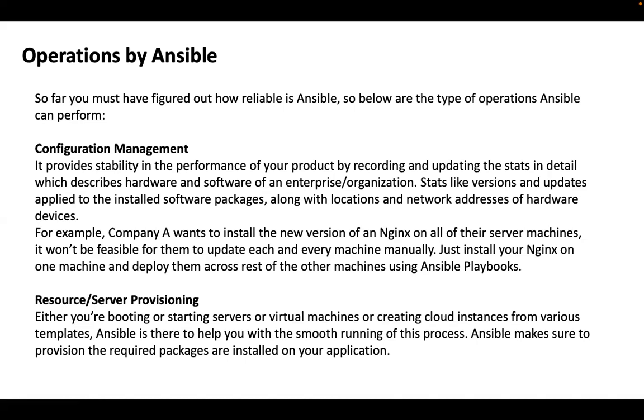Then there is resource and server provisioning, along with configuration management. Server provisioning means we can write code to create servers for us, do the infrastructure for us, and create the complete server provisioning and procurement. So companies choose either Ansible or Terraform. Terraform is a tool specifically designed for server provisioning and infrastructure automation. It's also called infrastructure as code, IaC.